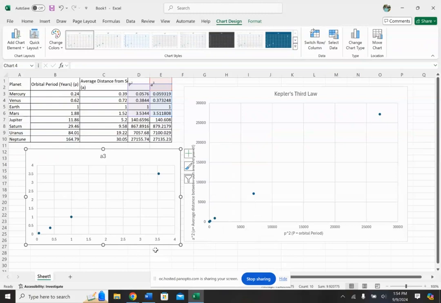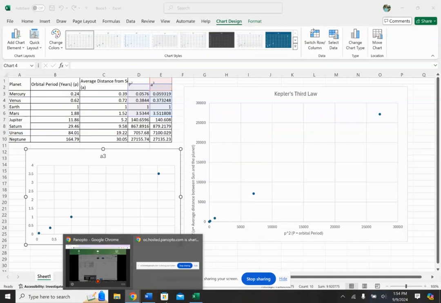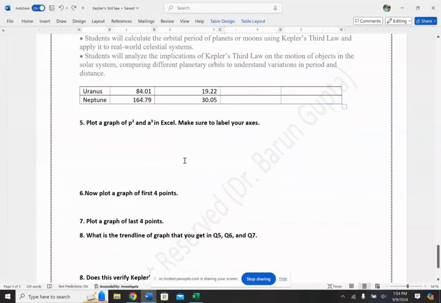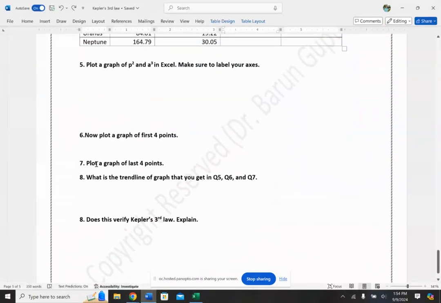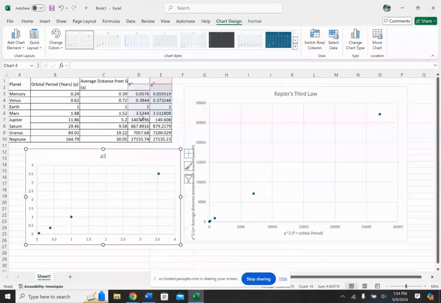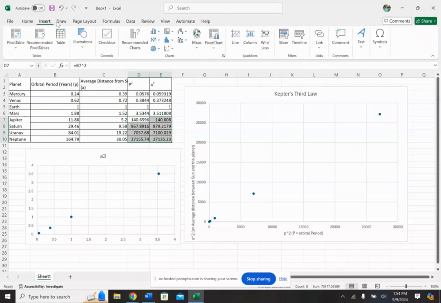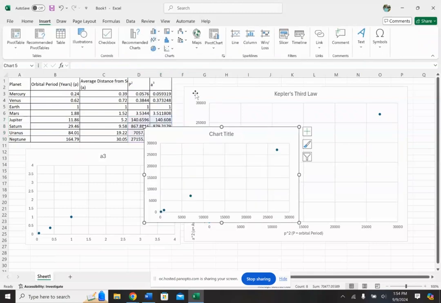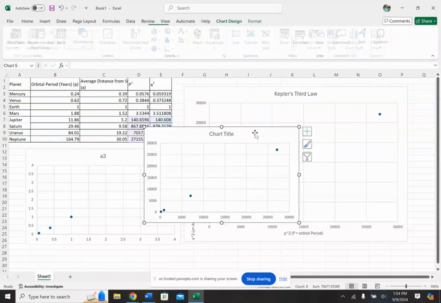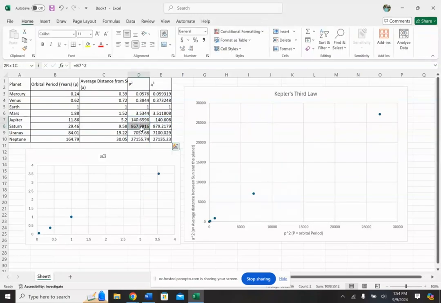Okay, so go back to the question one more time. Plot a graph of the last 4 points. So let's do this one again. So I'm selecting these last points here. Insert. So I'm simply selecting the last 4 points.